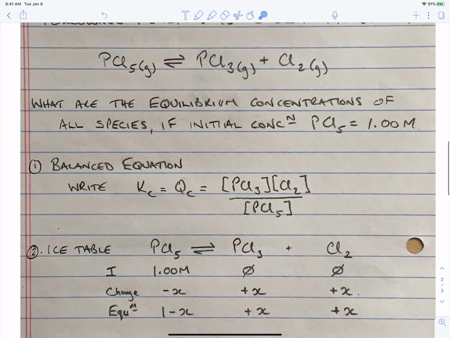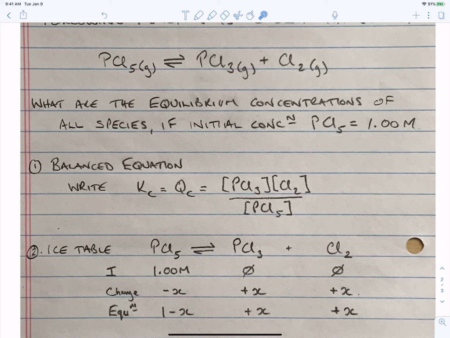And then the next thing we would do is draw an ICE table. And so you always want to set them up in the same way, with the equation at the top, and then you want to have I, C, E: initial, change, and equilibrium. And we know the initial value, because it's given to us, is 1.00 molar PCl5. And because this is at the start of the reaction, there are no products because the reaction hasn't started yet. So the value of the two products is 0.